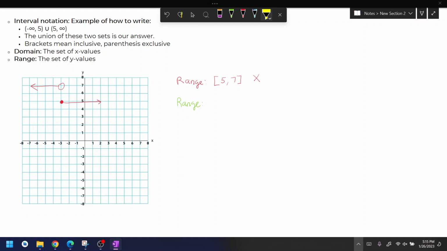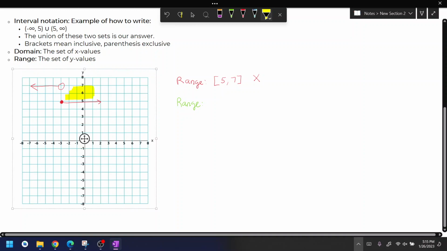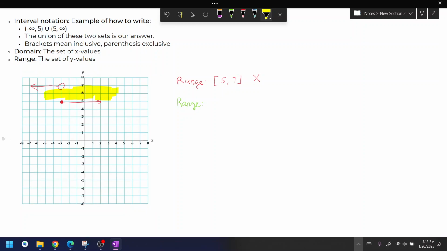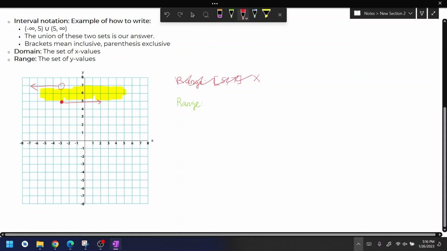But if we look at our graph here, all through here between 5 and 7, so at y equals 6, y equals 5.5, y equals 6.5, we don't have any values present here. You only have values at y equals 5 and y equals 7. So just remember that is wrong.